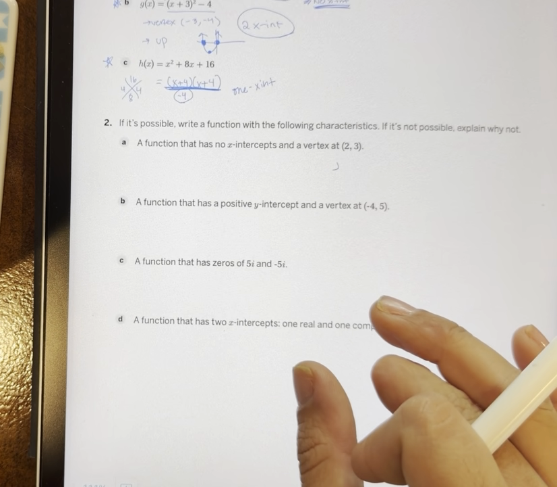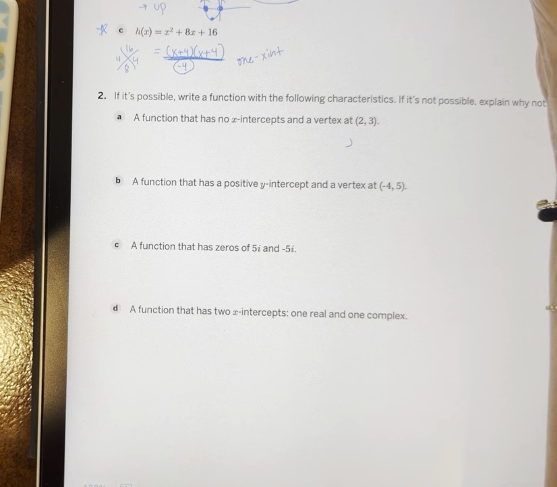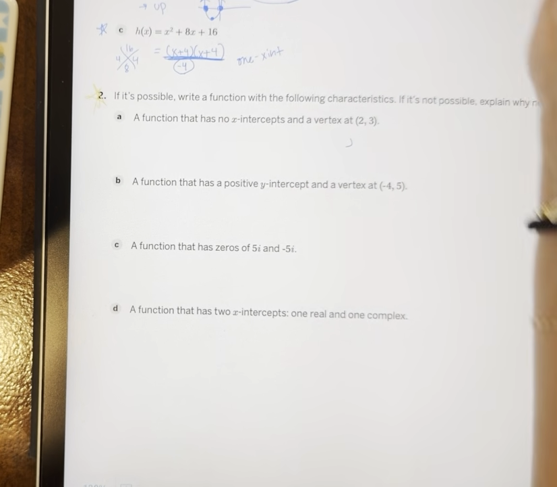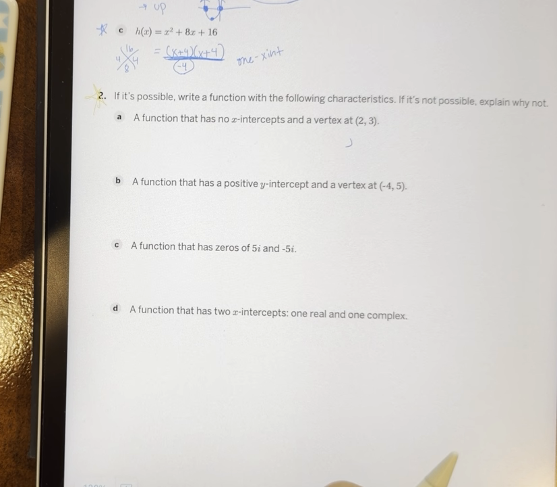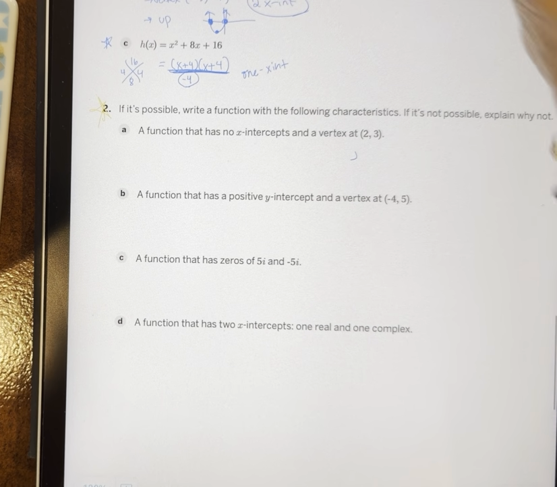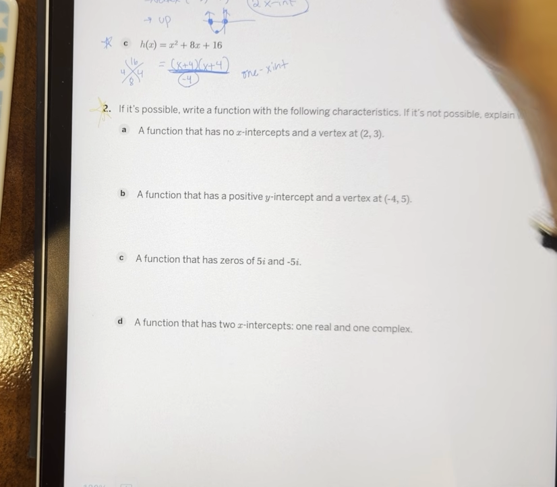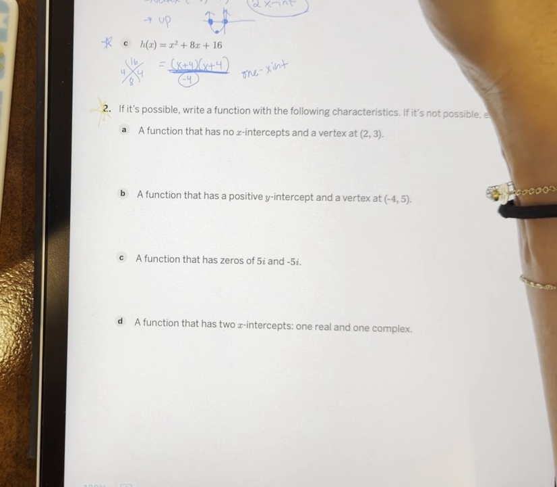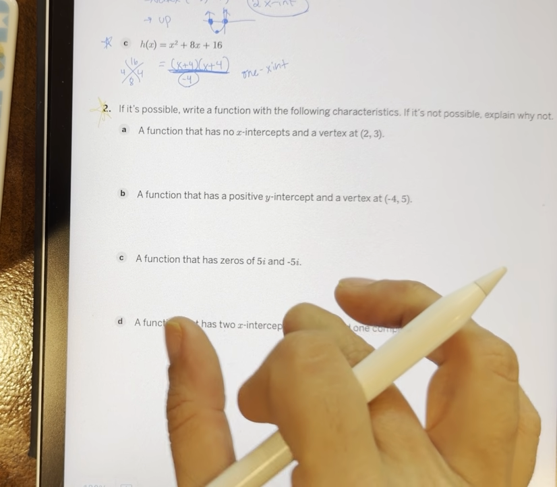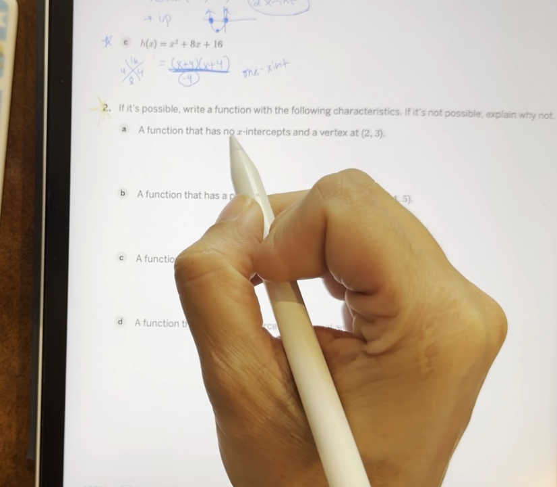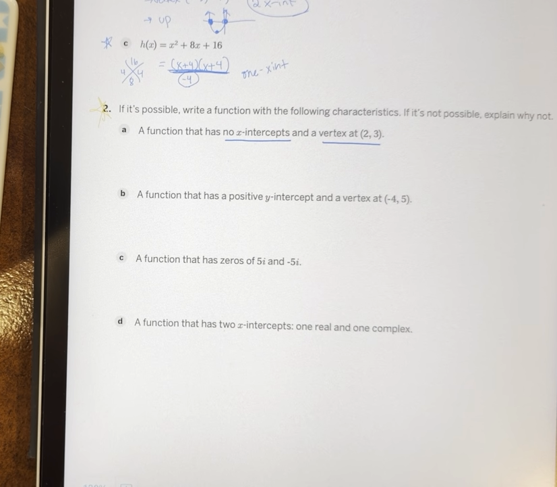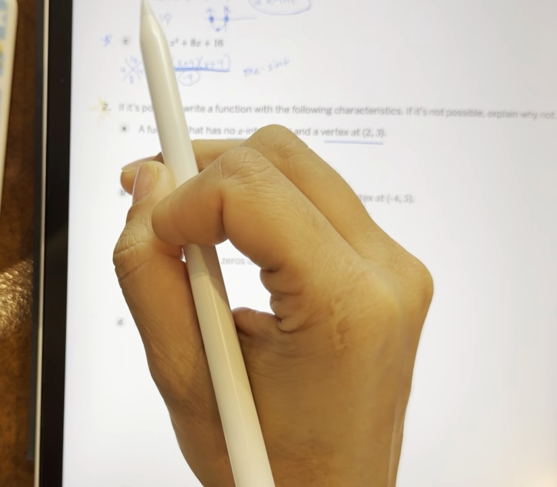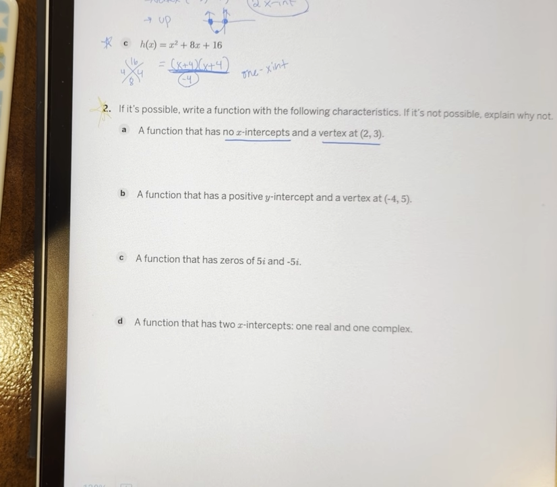Number 2. Ooh, boy, do I like these questions. Let's do it. If possible, write a function with these characteristics. I'm going to write these functions in the easiest form possible because, again, I'm lazy. They want a function that has no x-intercepts and a vertex at (2, 3). Remember, the vertex and the direction are all we need.